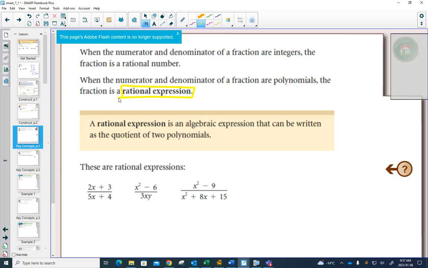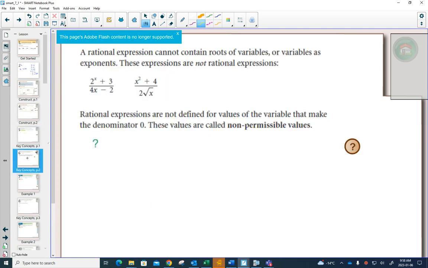Rational means writing something as a fraction. So anytime you have a fraction with polynomials, and polynomials are like x squared, x cubed, with x's that have powers that are positive whole numbers, then you have rational expressions. And what we were talking about on the bottom of the page is something called a non-permissible value, right? You are not ever allowed to divide by 0, so sometimes x has non-permissible values.